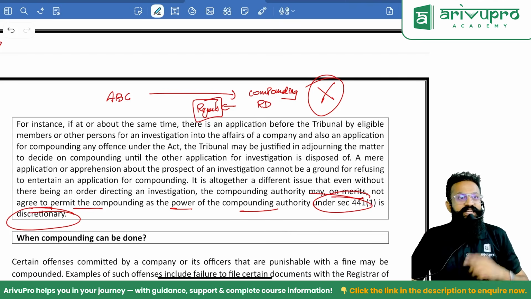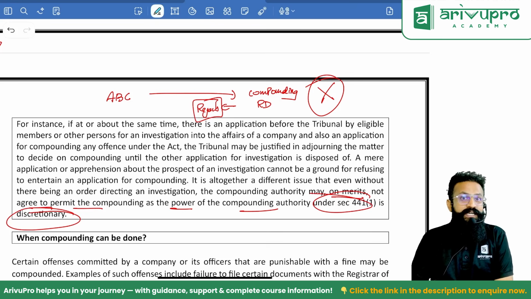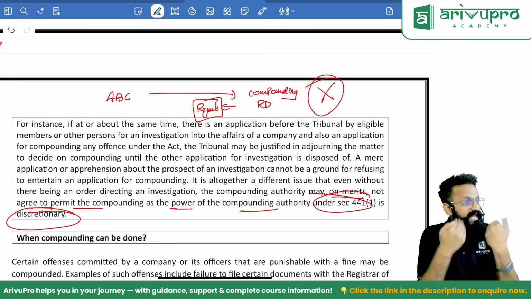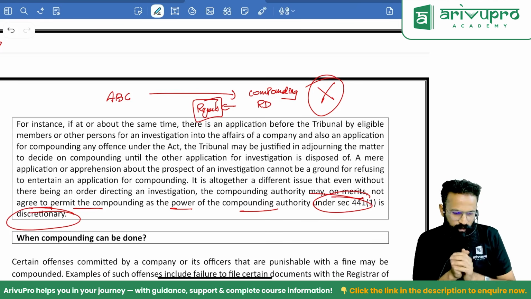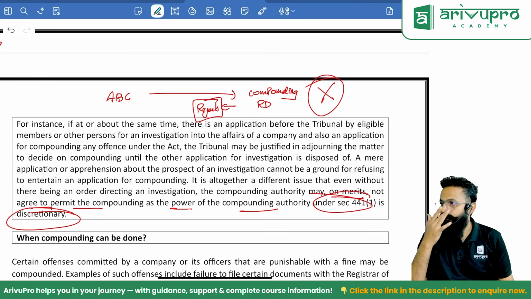What do you mean by that? Merits means people, allow them inside, give them the opportunity of being heard. You cannot reject the application at the stage itself. Take it up and then reject. Hello? Clear? Is this clear, all of you?